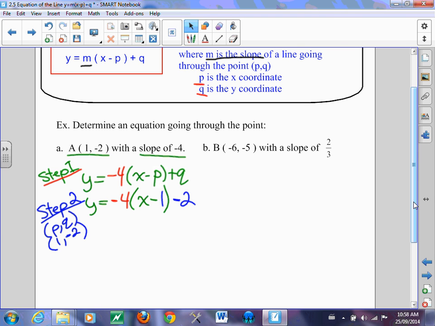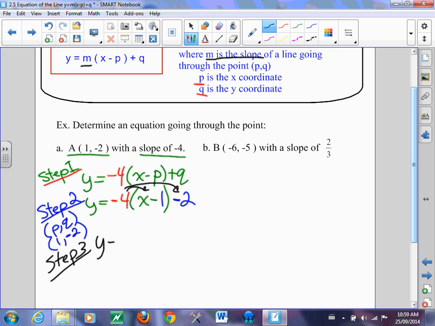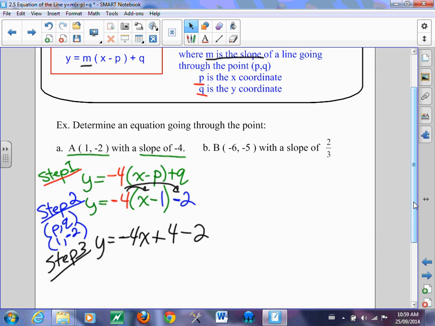All right, so we're close to getting it in y equals. We just need to now do step 3, which is distributive law and simplify. So step 3 is to expand and simplify. So we're going to go y equals -4x plus 4, because a negative times a negative makes a positive, and minus 2. Just be careful here, guys. I think this arrow was a little long. Let me see if I can erase it. So that arrow should have gone here.